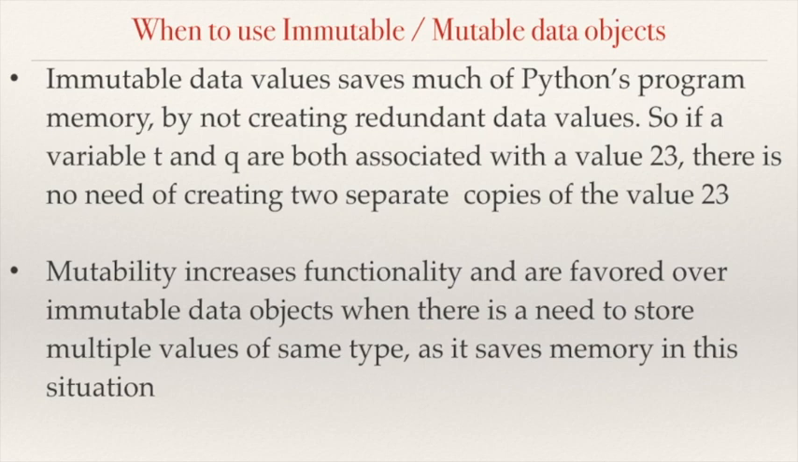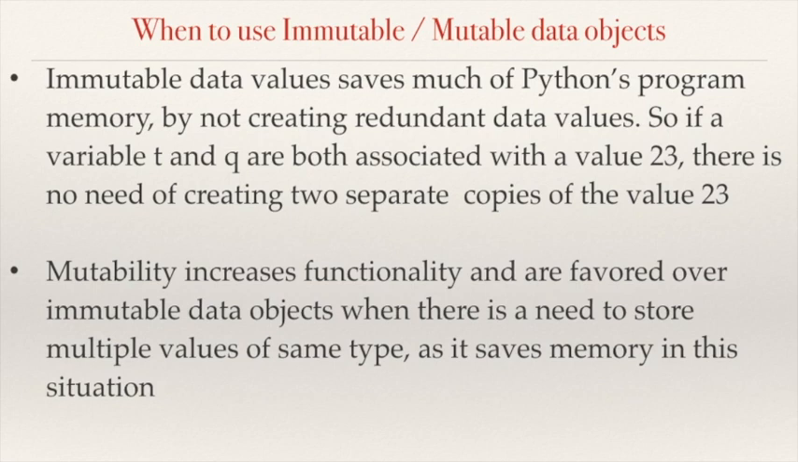So we have two sets of data values in Python, that is mutable and immutable. Now a big question arises: when would we prefer one over the other during the course of programming? Immutable data values save much of Python's program memory by not creating redundant data values. So, if variables t and q are both associated with a value 23, there is no need of creating two separate copies of the value 23. And mutability increases the functionality and mutable objects are favored over immutable data objects when there is a need to store multiple values of the same type, as it saves memory in this situation.